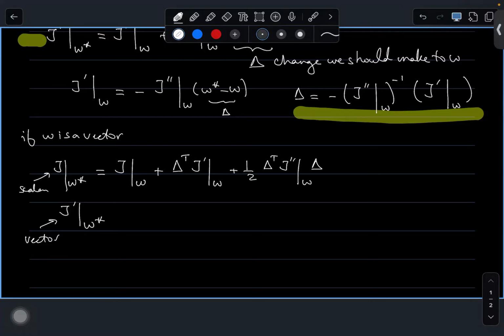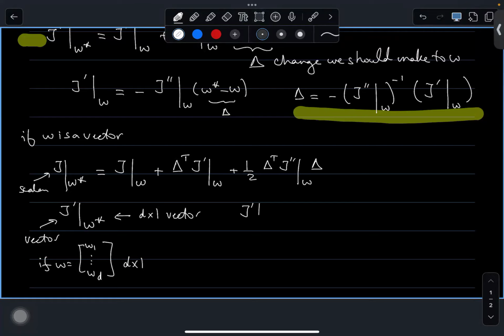W is a vector, therefore dJ/dW is a vector of size W. In fact, if W is W1 through WD, that's a D by 1 vector, so the first derivative is a D by 1 vector as well. Okay, now I'm going to use the Taylor series expansion on this.